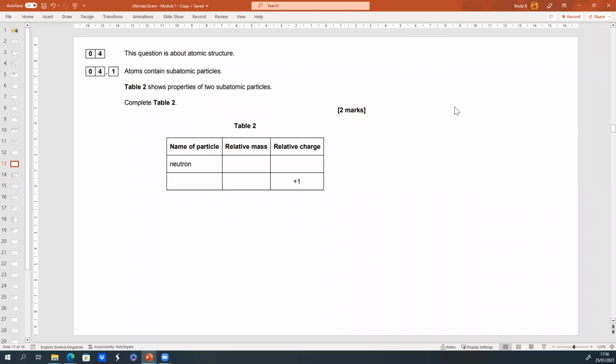Okay, so our neutron has a mass of 1 and a charge of 0. So that will give you 1 mark. And then we've got positive 1. Our protons are positive, and they also have a mass of 1. So proton and 1 would give you your second mark.